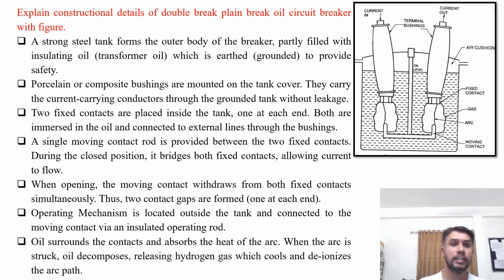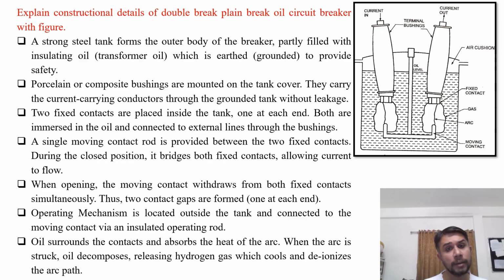Explain constructional details of double break, plain break oil circuit breaker with a proper figure. A strong steel tank forms the outer body of the breaker, which is partly filled with the insulating oil, serving as transformer oil. The tank is earthed or grounded to provide safety, so the operator may not get shocked when touched due to leakage current flowing through the outer body.